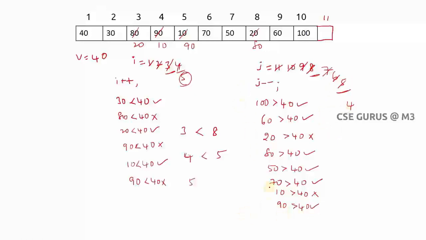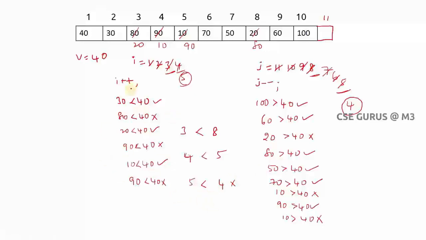Now what is there in 4? 10. 10 is greater than 40? No, false. So now the j value is 4. Now I'll write the j value here. Now if you check the condition, 5 is less than 4, it is false. So now this process has to be terminated.